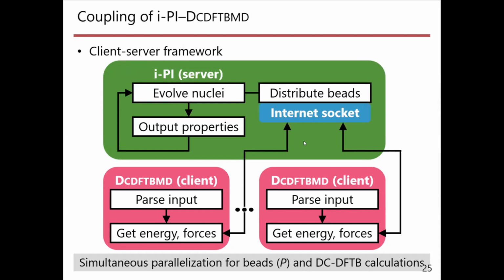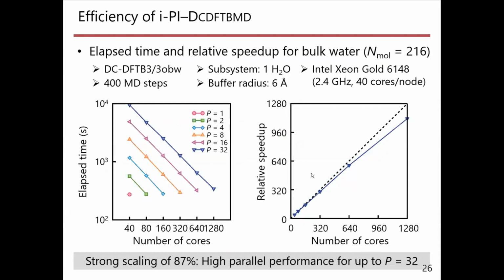Such a combination was further considered to describe nuclear quantum effects in large-scale quantum-based simulations, termed DCDFTB-PIMD. For practical quantum mechanical path integral molecular dynamics simulations of thousands of atoms, this kind of client-server scheme was adopted. In this framework, i-PI distributes the beads, which are the representation of the quantum particles with several classical particles connected by strings, and the calculation of each bead is parallelized with the DCDFTB-MD code.